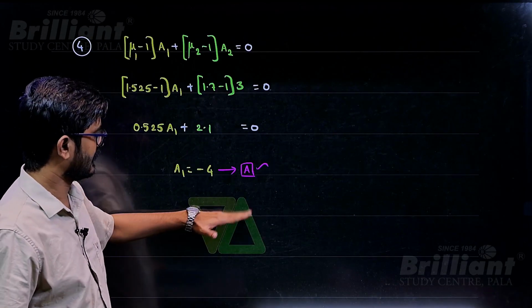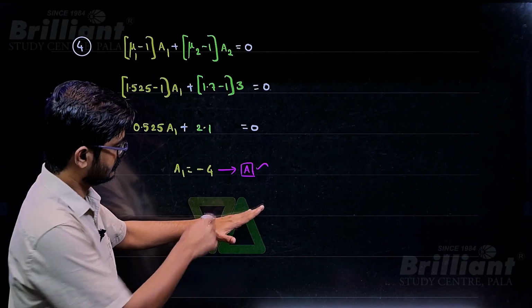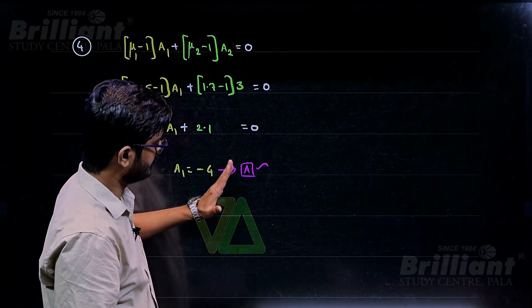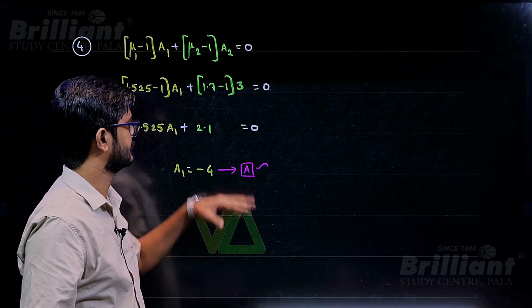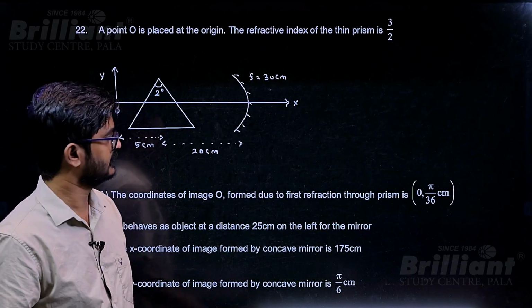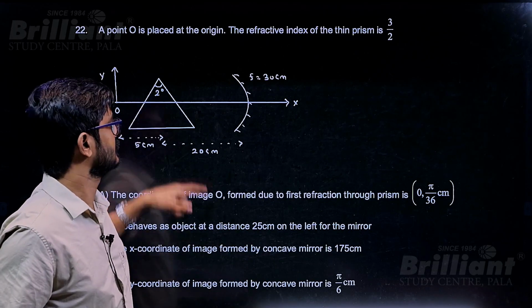So it will be deviating away from the angle of the prism. Now again it will be passing through this, and it will be deviating away from the angle of the prism. This deviation and this deviation will be getting cancelled. A point object is placed at the origin, the refractive index of the thin prism is given, the angle is 2 degrees, right?